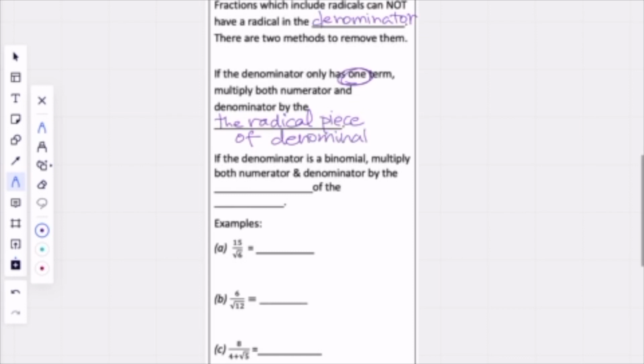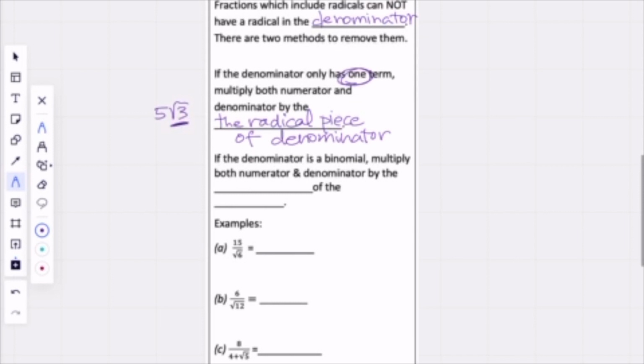Sometimes that's all you have, a radical in the denominator, and you're ready to go. But sometimes you have more than just a single radical. For example, you might have something in the denominator that looks like this, 5 square root of 3. You would not multiply by 5 square root of 3 unless you want to create more work for yourself later. You're just going to multiply by the radical part, the square root of 3.